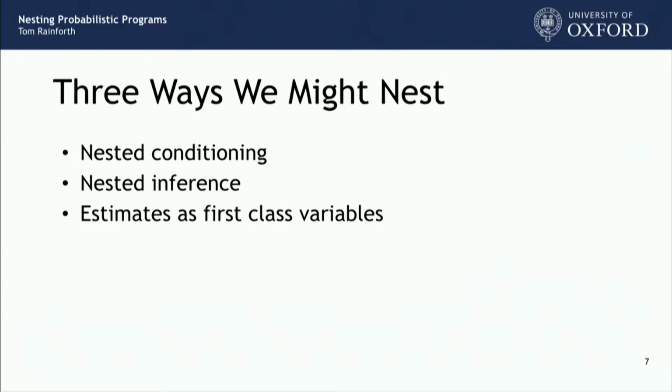The final thing we might do is use estimates as first-class variables. So we might run inference on one program, and that will generate a set of samples. We can form a Monte Carlo estimate of those, and that Monte Carlo estimate we could then use as a variable in another program. So let's look at these in a bit more detail.